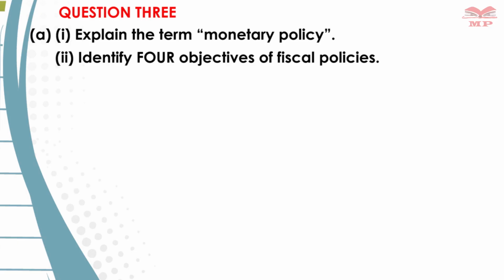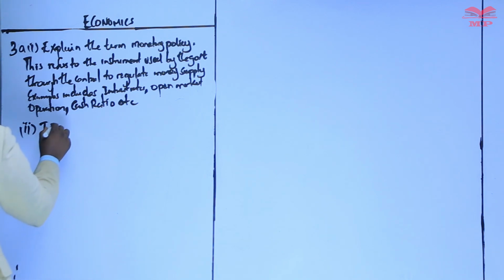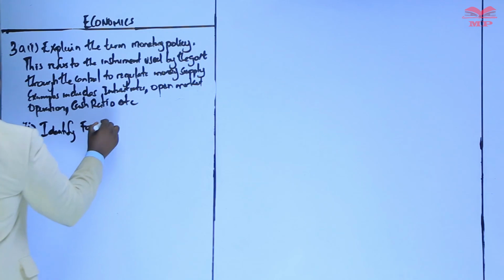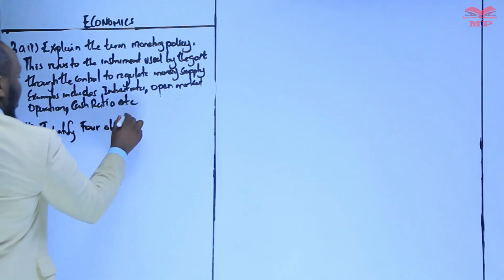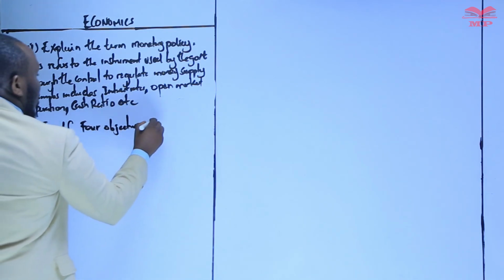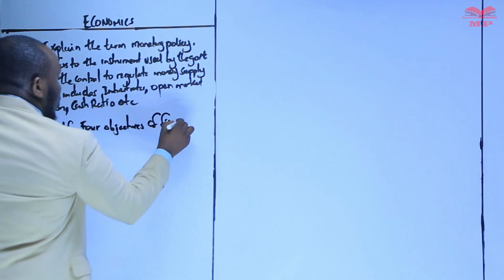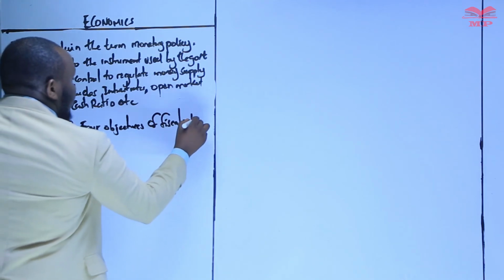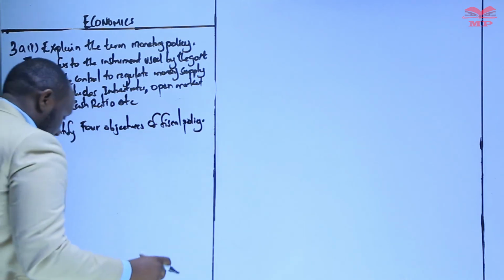We read the question. Identify 4 objectives of fiscal policy. We put it down. That is 3 Roman A Roman 2. Identify 4 objectives of fiscal policy.